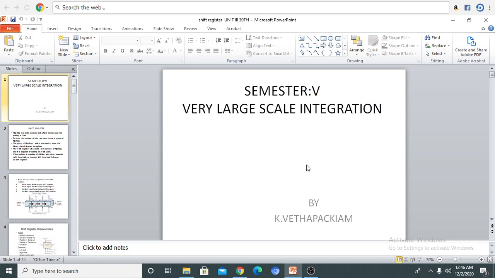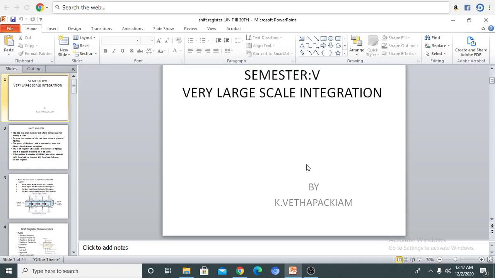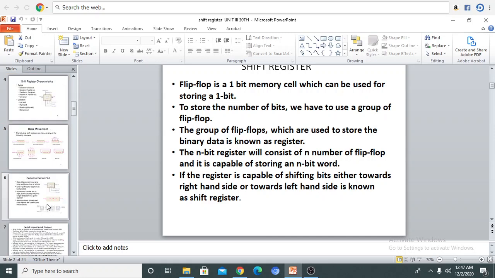Good morning students. Today we are going to learn about shift registers. Already we have studied serial in, serial out shift register. Now we are going to see serial in, parallel out, parallel in, serial out, and parallel in, parallel out.